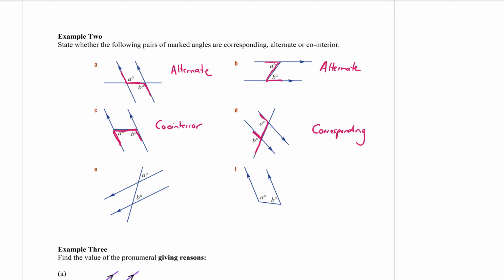Part E, draw the arms around the A, the arms around the B, join them together. Again, it's an F shape, it's upside down, but that is also corresponding. And for F, we have got arms around A, arms around B. That makes a sideways C shape, which is our co-interior angles.